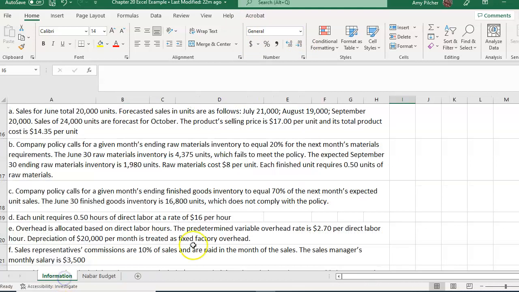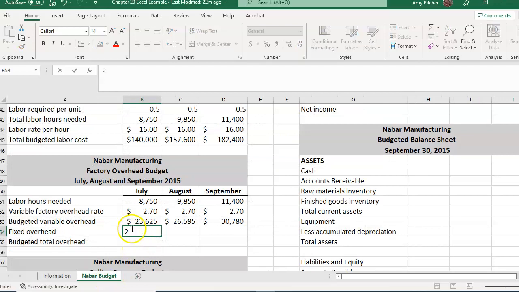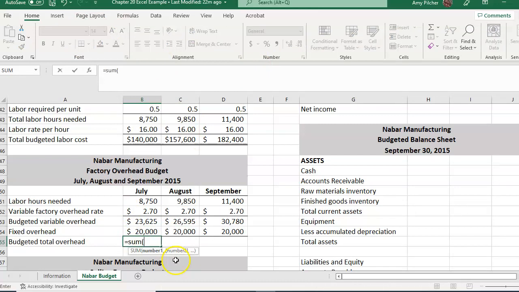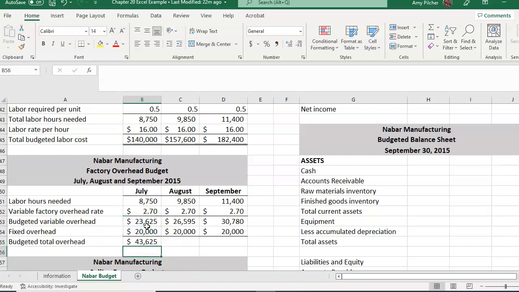My fixed overhead is $20,000 per month of depreciation. So 20,000, carry that across and then format as dollars. So my budgeted total overhead is my variable overhead plus fixed overhead. And I carry that across.